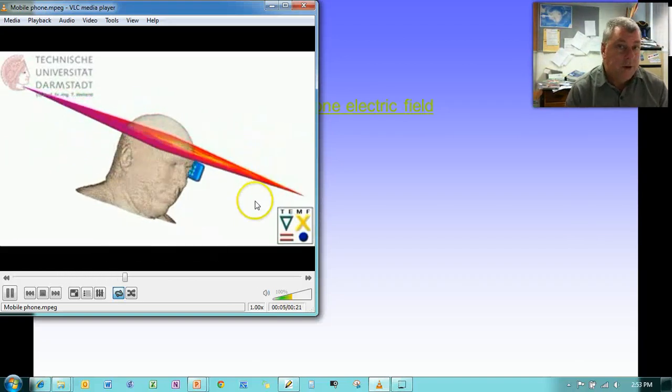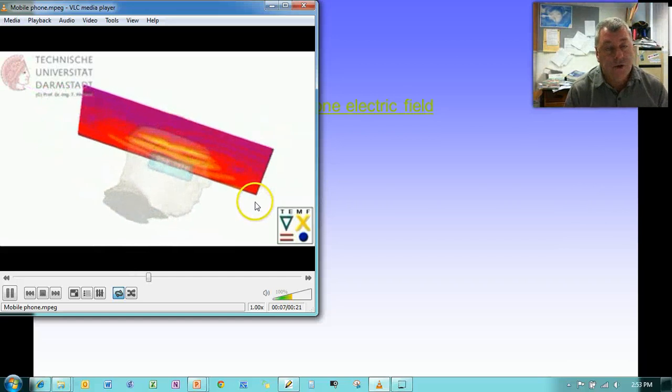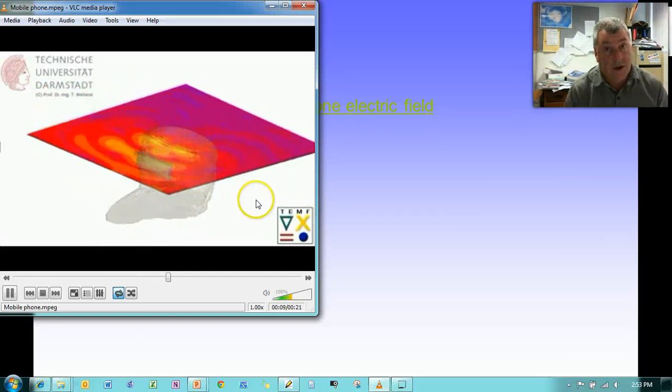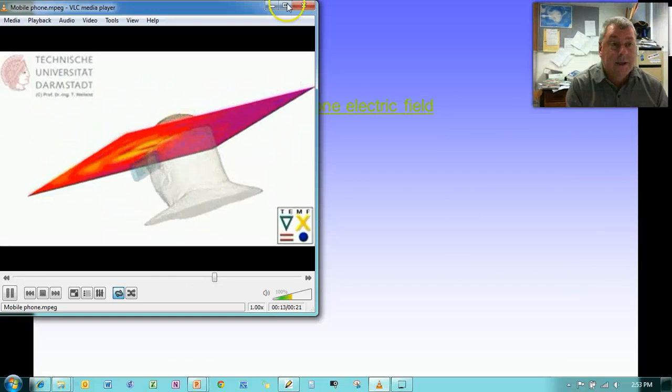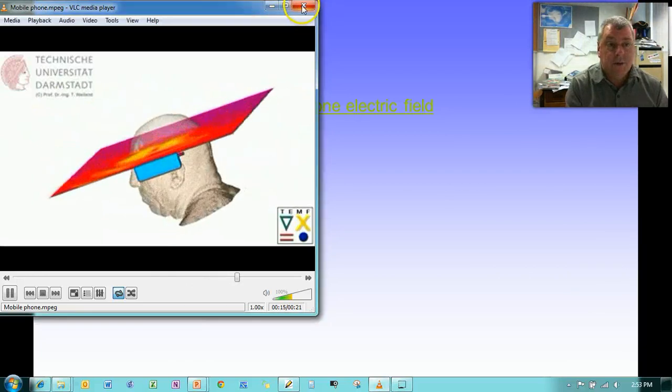And whether or not mobile phones are dangerous for you or cause health problems is a hotly contested topic, which I haven't got time to go into. So let's get rid of that one, but we can talk about that in class certainly.